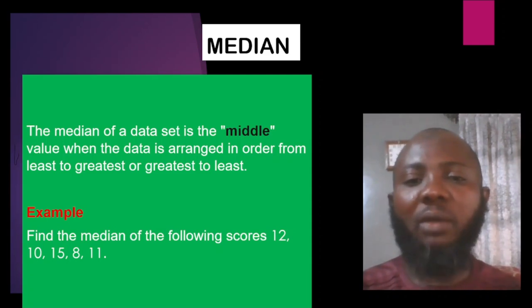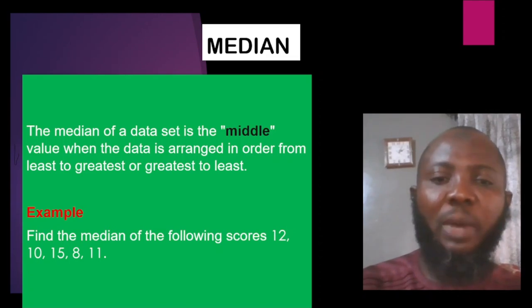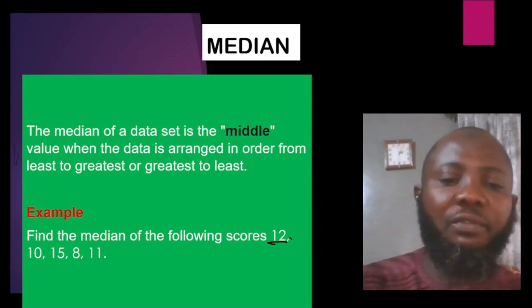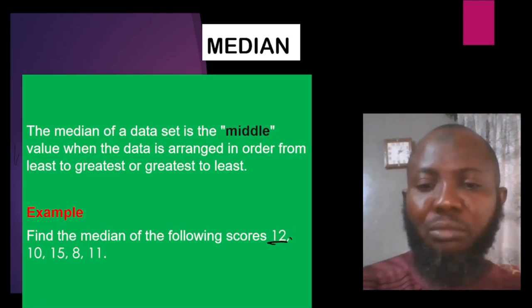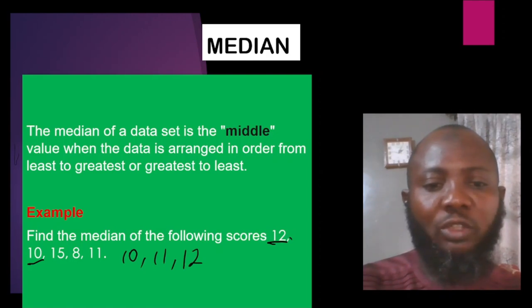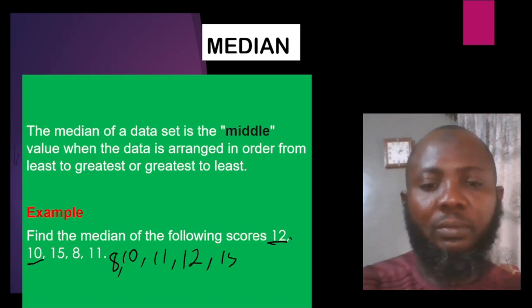So that's the reason why you have to be very careful when you are asked to find the median of a set of numbers. When you are given the numbers, they will not be well arranged. As you can see, you have 12, 10. So you must rearrange it first before you find the middle number. So let's rearrange. The smallest number we have here is 10. So we write 10 first, then followed by 11, followed by 12. The first number should be 8. 8 is the smallest number, followed by 15.